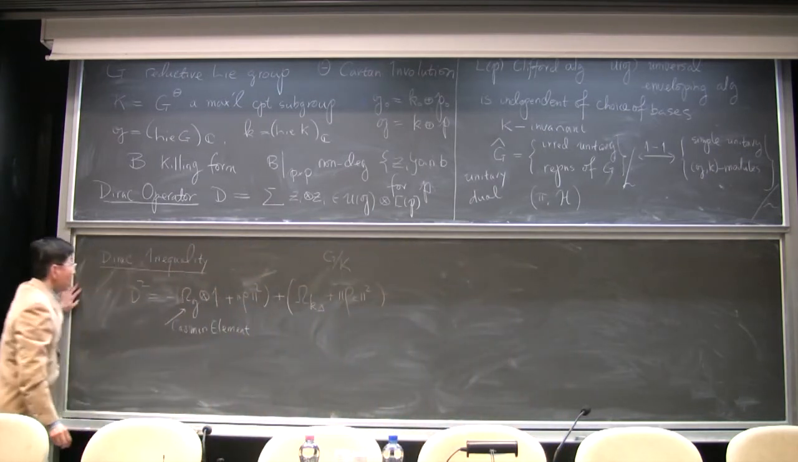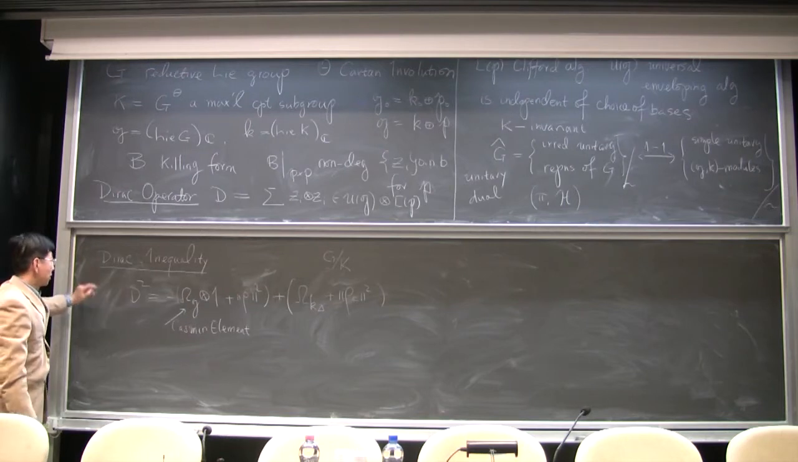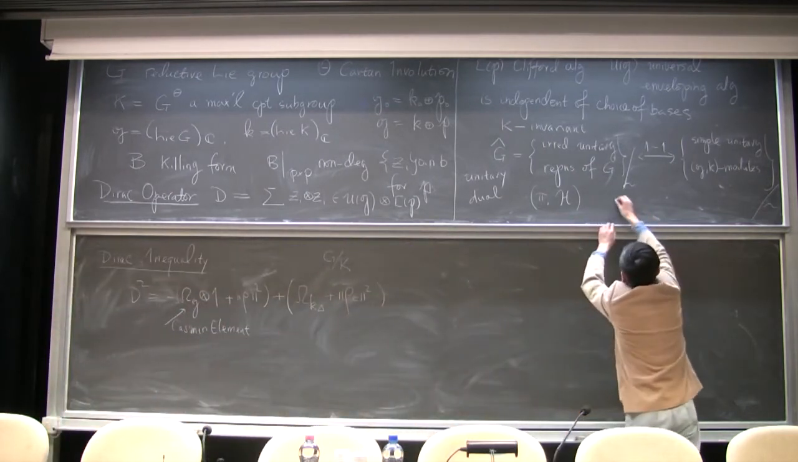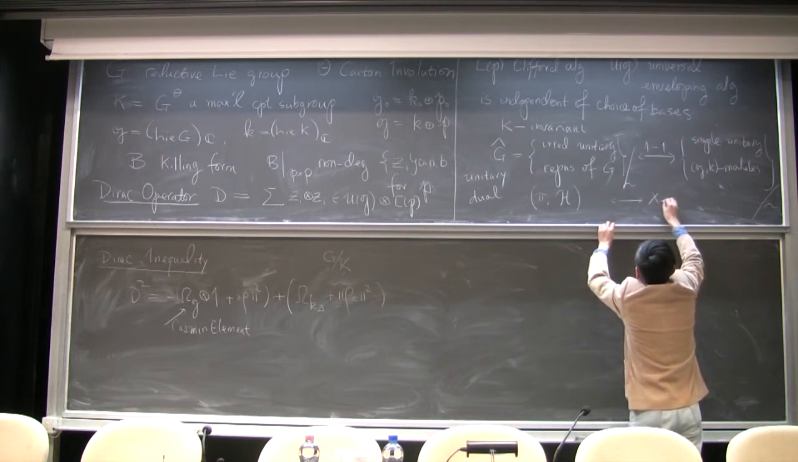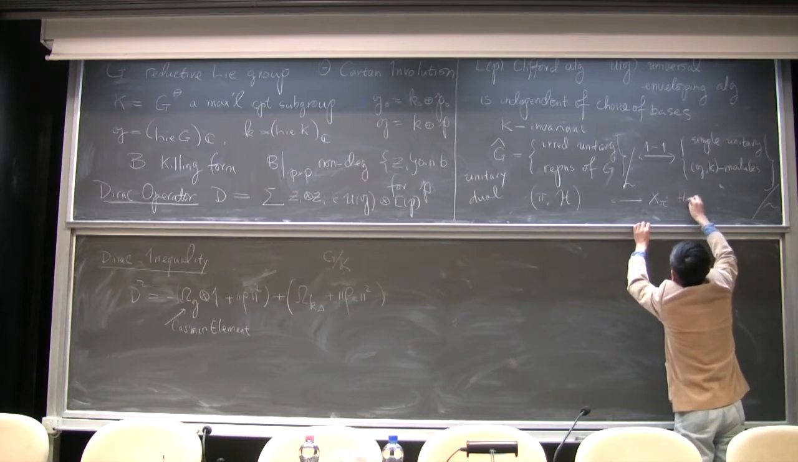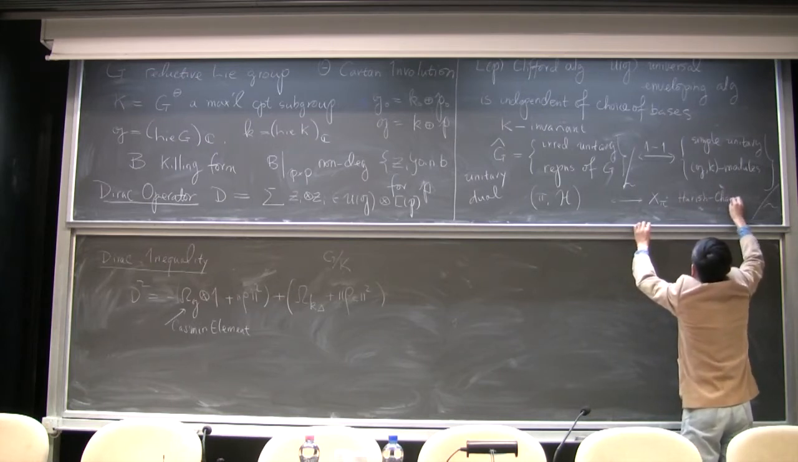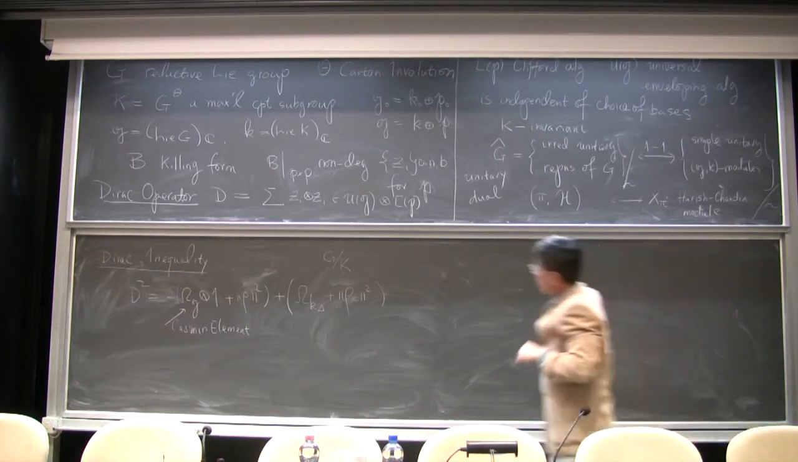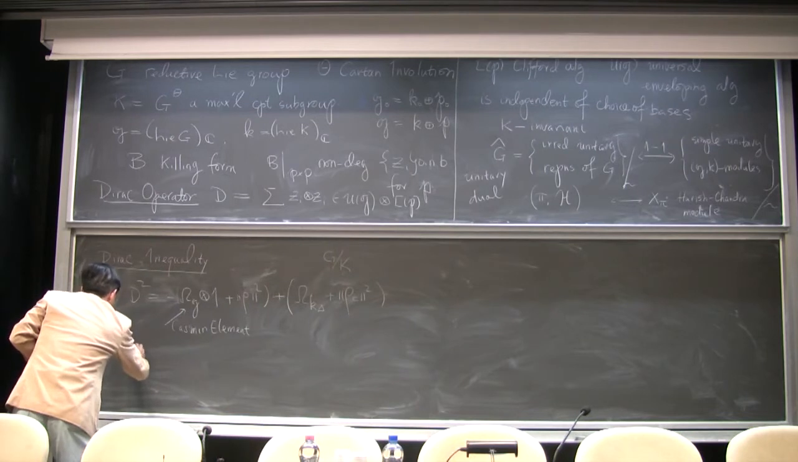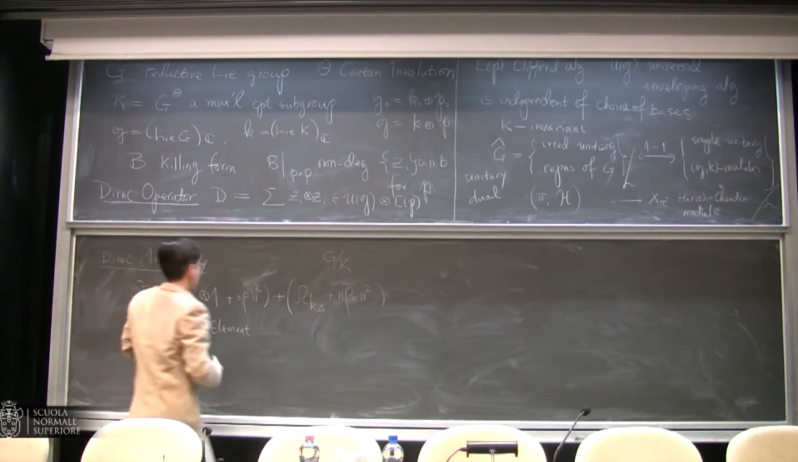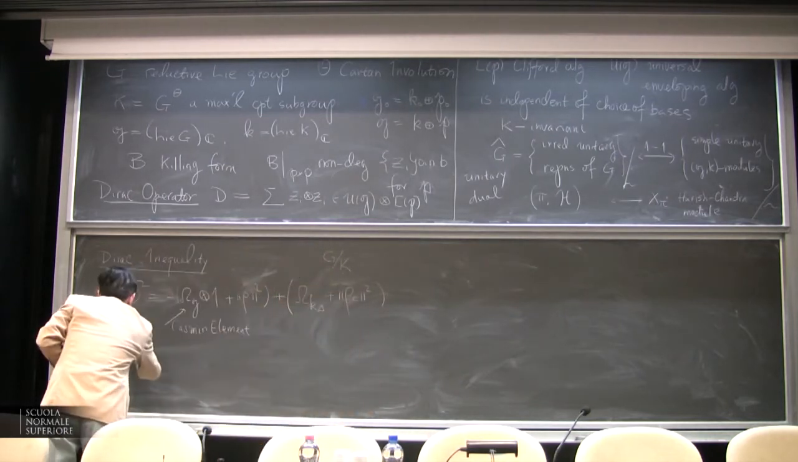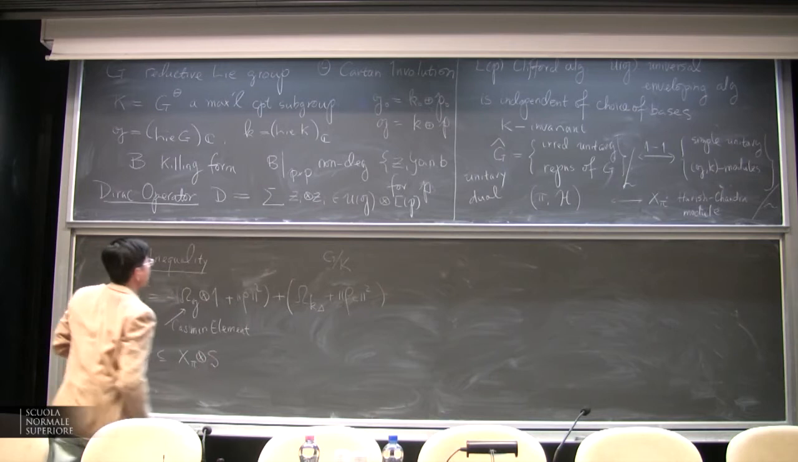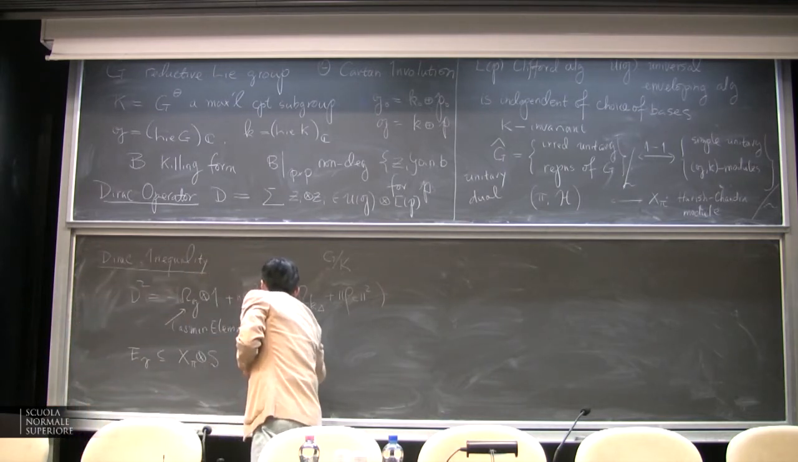Now, with this identity, we can get the so-called Dirac inequality. Suppose I have a representation here, the corresponding K-finite vectors form the Harish-Chandra module X of pi. What we do is the following: we pick up some element in E of gamma inside of X of pi times S. So what is S? S is the spin module.